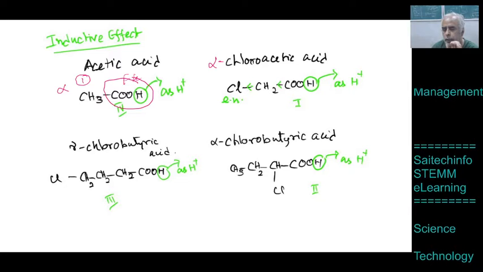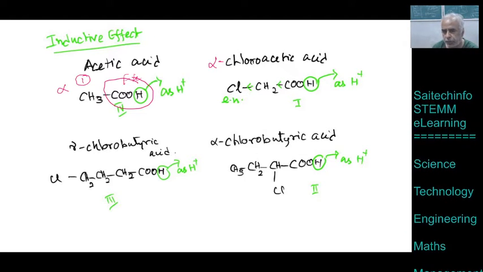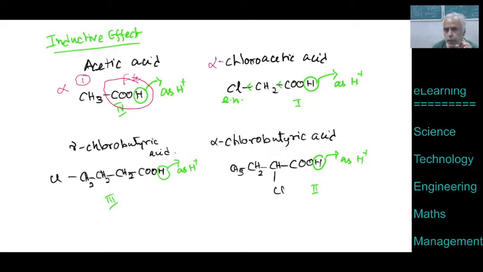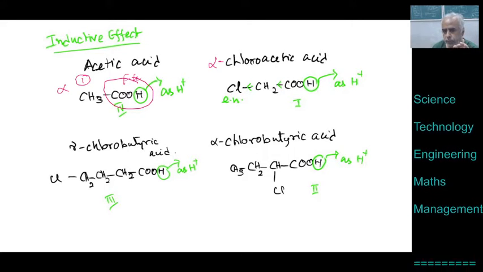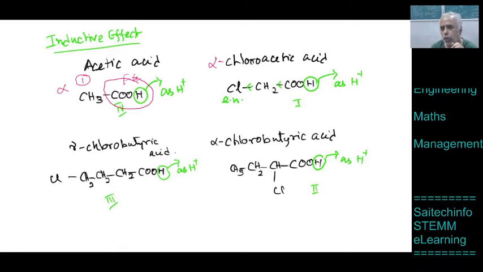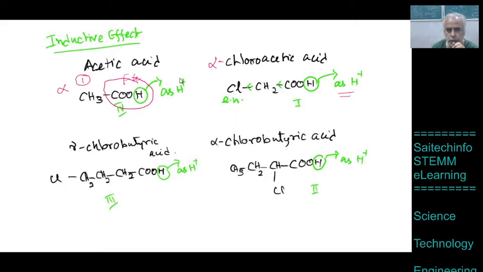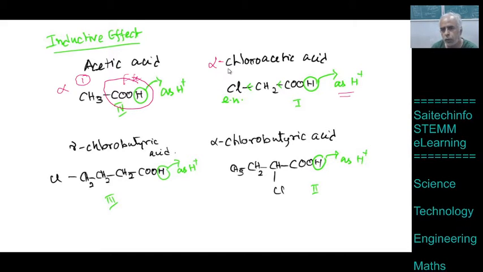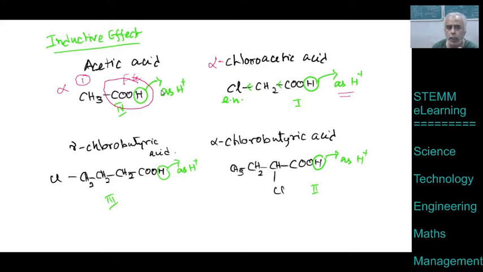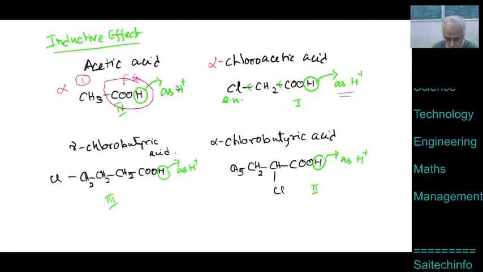It's called the inductive effect because the electrons are shifted towards the electronegative atom, and thereby it makes it easier for this H to be removed as H plus. Do you agree with me? So in that case, you can say alpha chloroacetic acid is more acidic than acetic acid. So are you able to understand this simple concept?